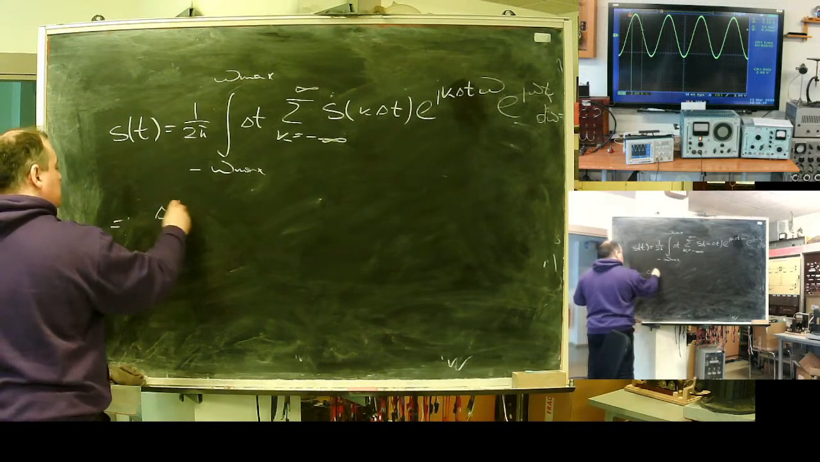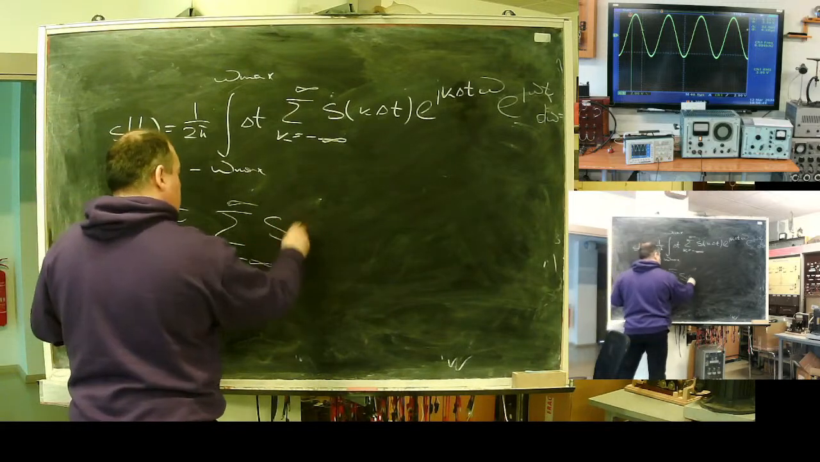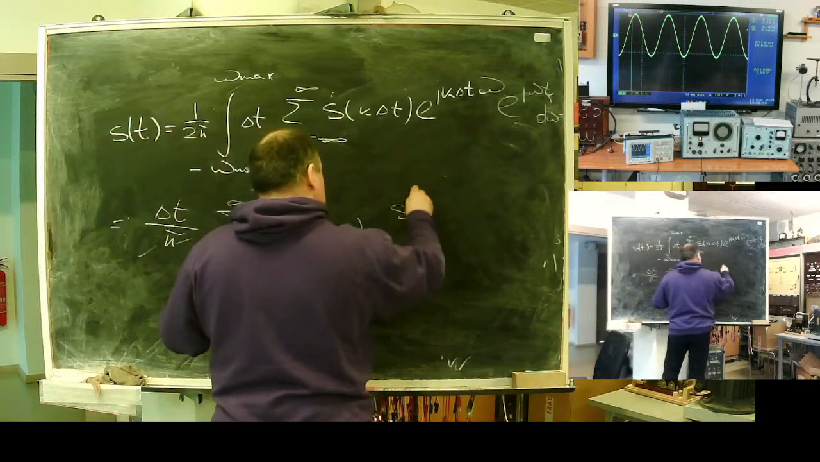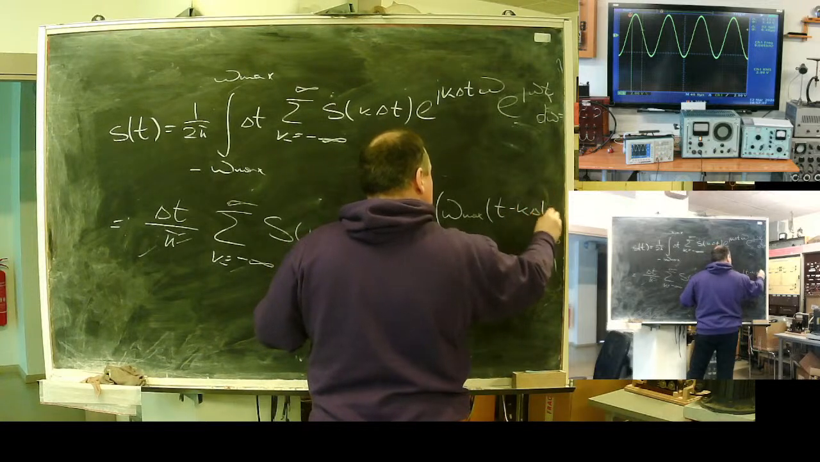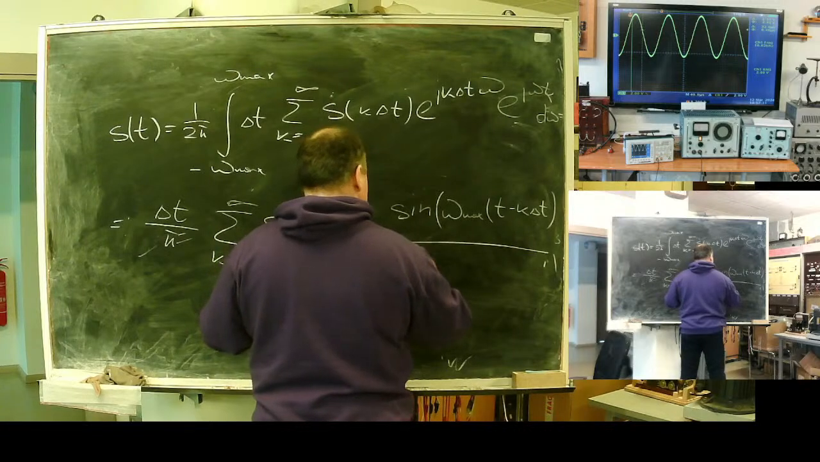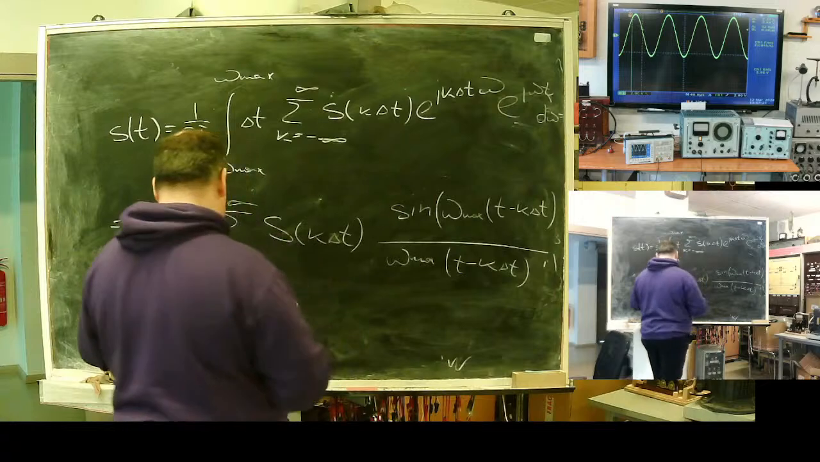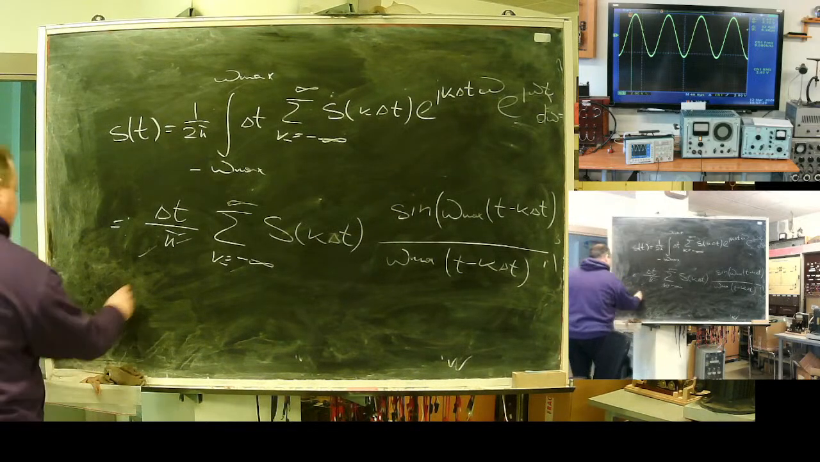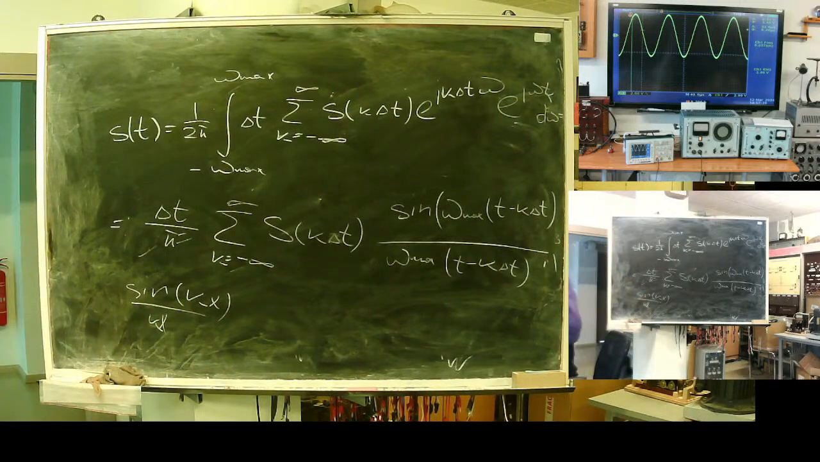as delta T divided by P sum minus infinity to infinity K delta T, sine of omega max T minus K delta T divided by omega max T minus K delta T. Here I have a row, a set of sine kx divided by kx. It's a set of orthogonal functions. It's a base for Fourier, another form of Fourier row.